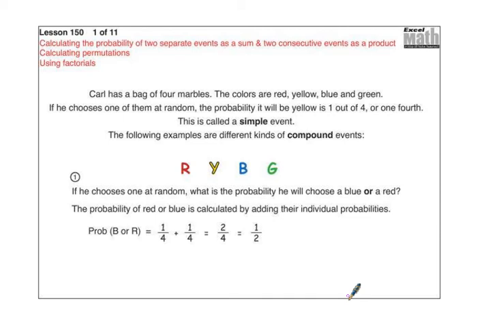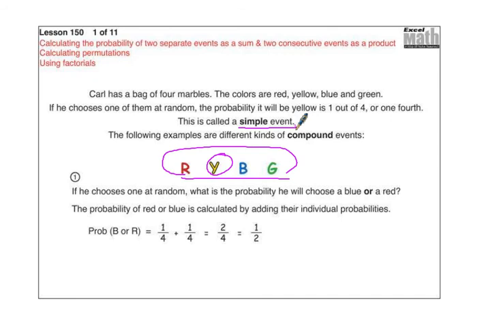Here are the 4 marbles. Let's make it a little bit smaller. Okay, here are the 4 marbles right here, and they're in a bag. He doesn't even look. He just reaches inside and picks out a marble to pick a yellow one. That's a 1 in 4 chance. 1/4 of the time he should pick yellow. This is called a simple event. You just reach in, pick out a marble, and that's it, right?